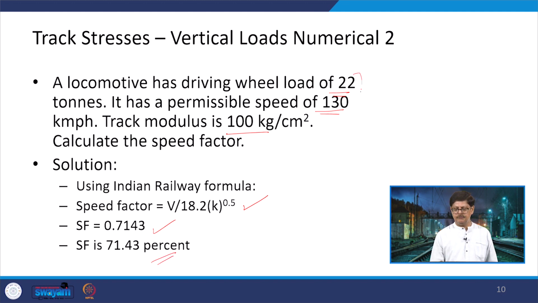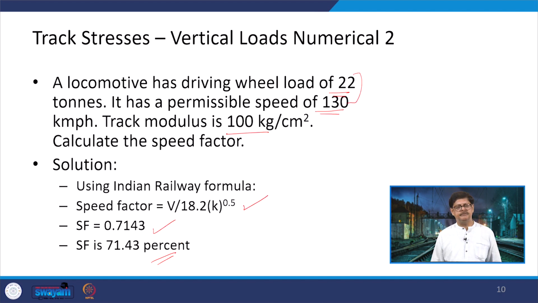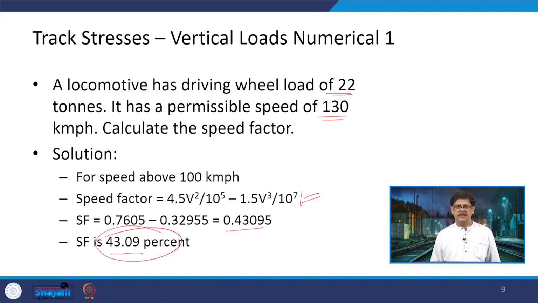Now, for this given condition of 22 tons and a permissible speed of 130 kilometers per hour, in numerical one we got 43% as the speed factor. That means, if we use the Indian Railways formula which was stopped in 1965, the value comes to 71 or 72% as compared to 43%. A big gap is there in these two values. So, a comparative assessment can also be made in that way.